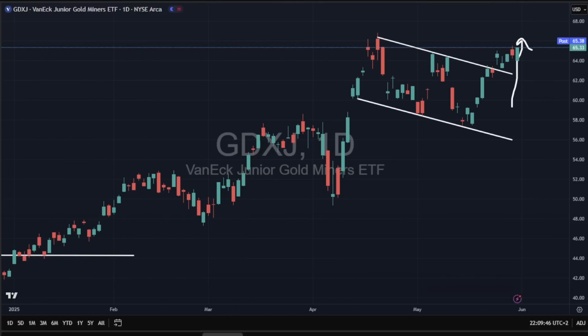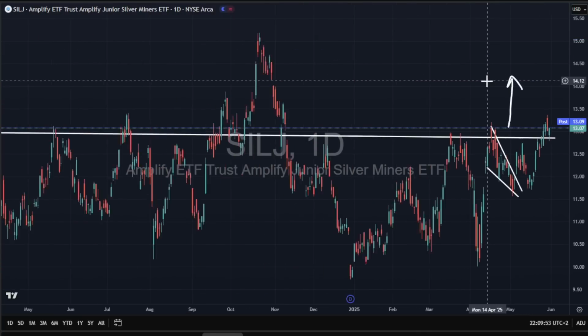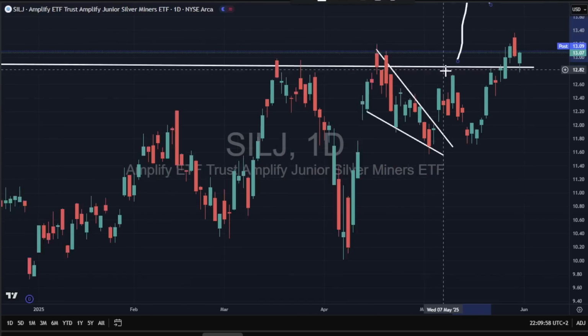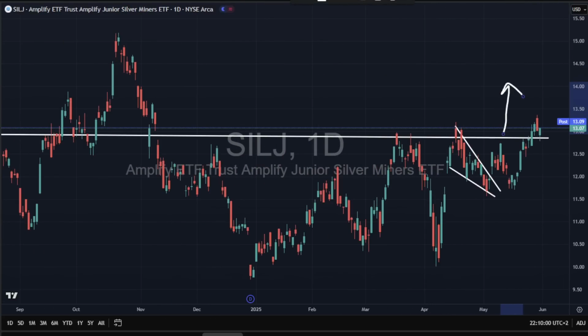GDXJ also doing something very similar. We are up 1.16%. Still looks good to go higher. And then SILJ's up 0.4%, and we're sitting on top of support now. Looks good to go higher. I'm going to keep that upward arrow there.